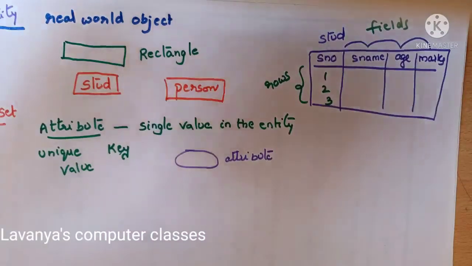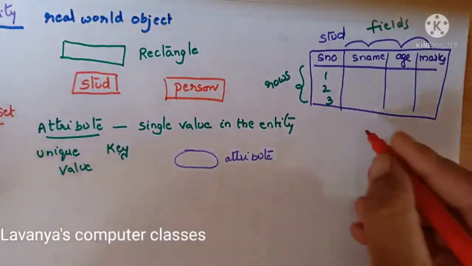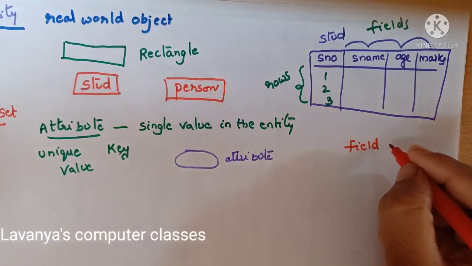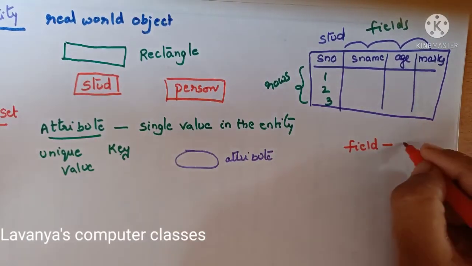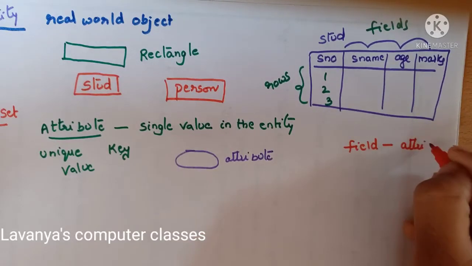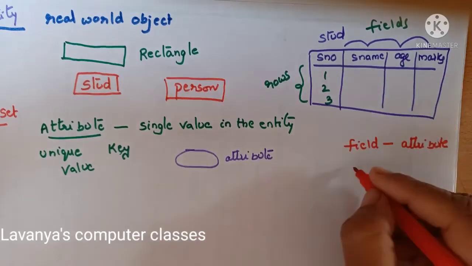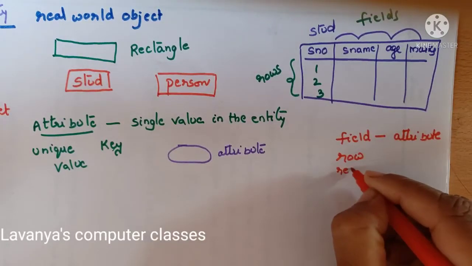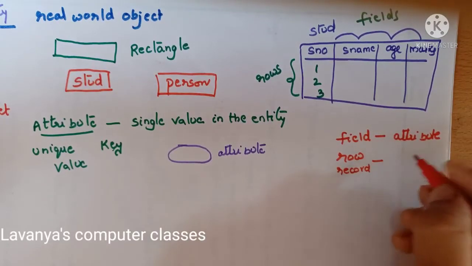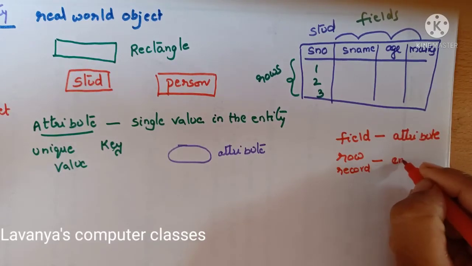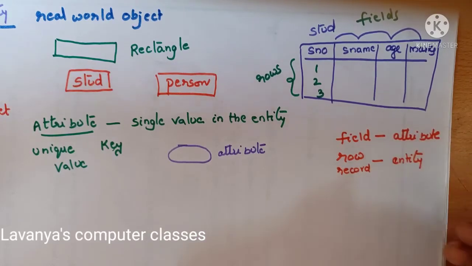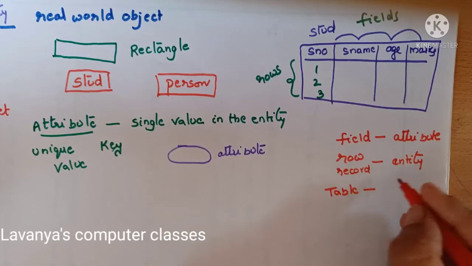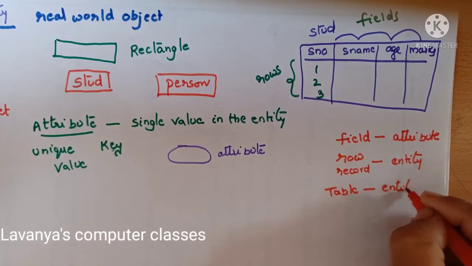Already in the previous video I put this database concept. So in this, an individual value is called a field. A field is nothing but an attribute in the ER diagram. Similarly, row means record. One row is called a record. The record is nothing but an entity, a single entity. Table, the student table, is nothing but an entity set.